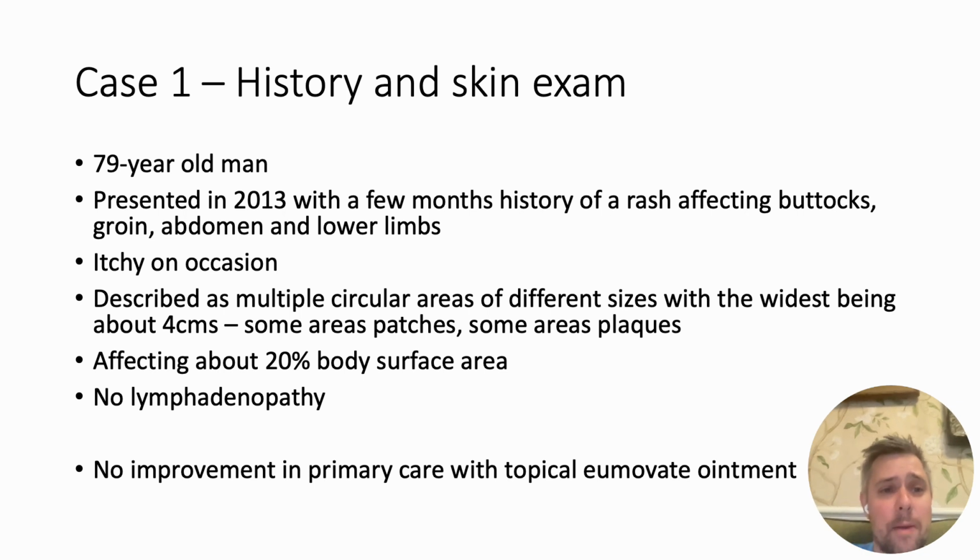So with regards to this, I'll just mention a case here. I don't actually have images of the case, and it's nothing really interesting, but it's just there for illustrative purposes. So I'll present a 79-year-old man. He presented back in 2013 with a few months' history of a rash affecting his buttocks, groin, abdomen, and lower limbs. In the notes, it had been described as multiple circular areas of different sizes, with the widest being about 4 centimeters. Some areas were patches and some areas were plaques, and it affected about 20% of the body surface area. There was no lymphadenopathy, and it hadn't improved in primary care with topical Umivate ointment.